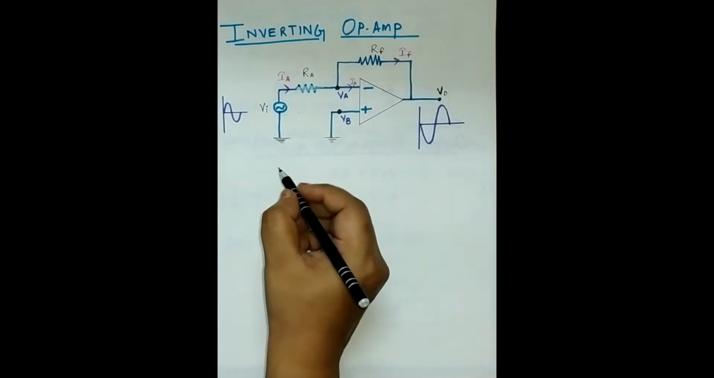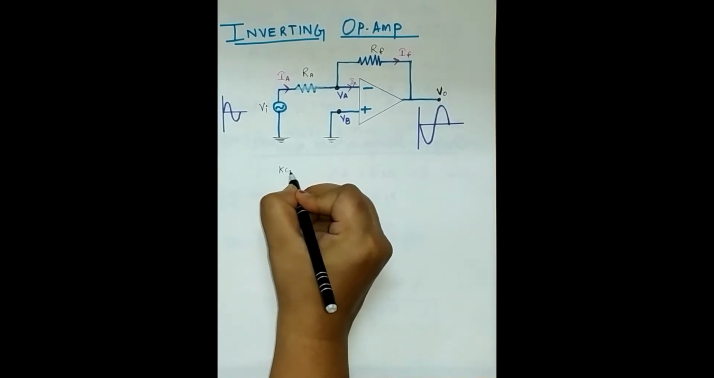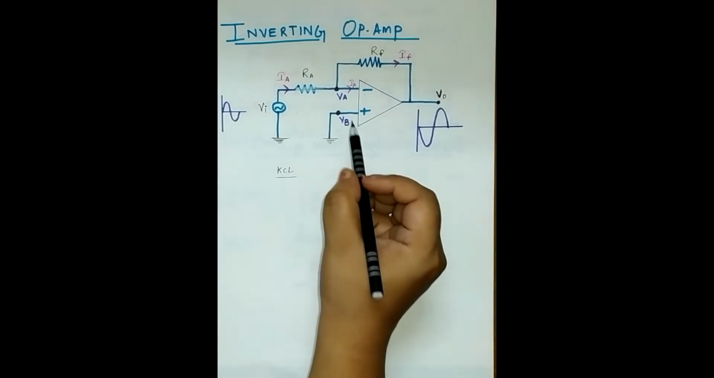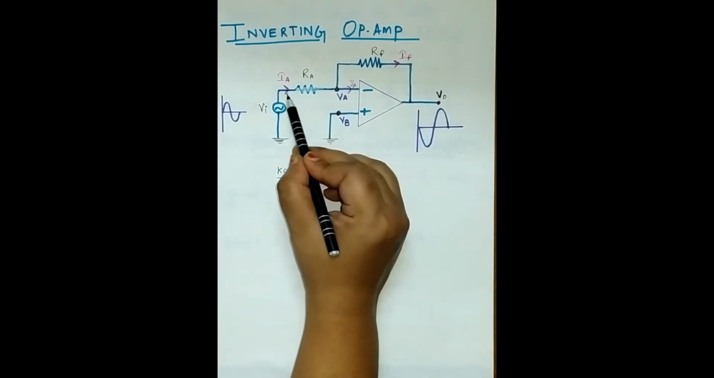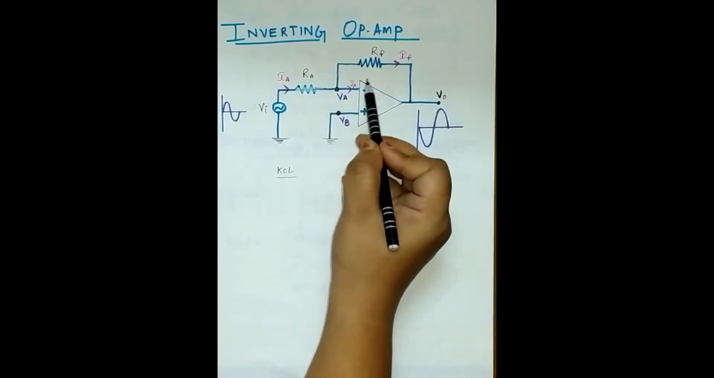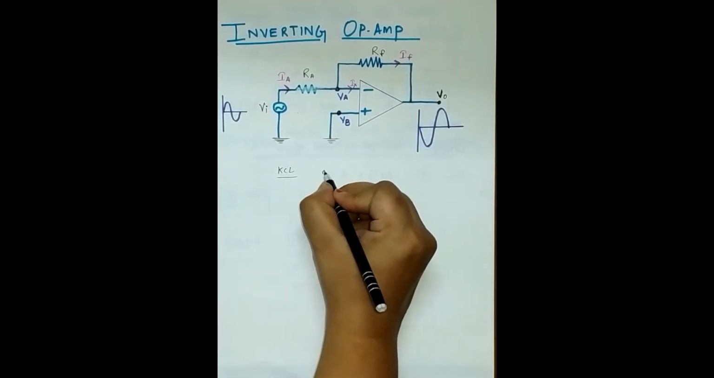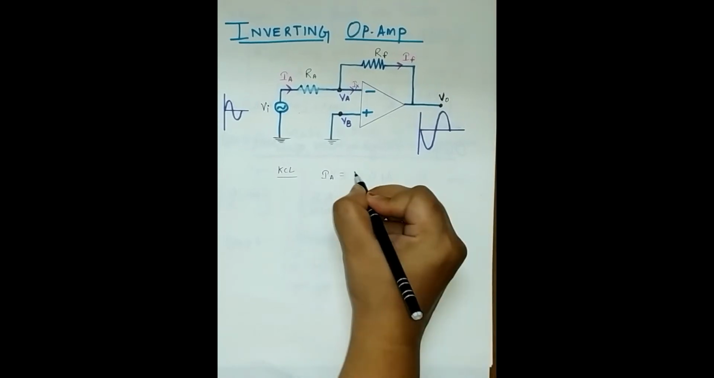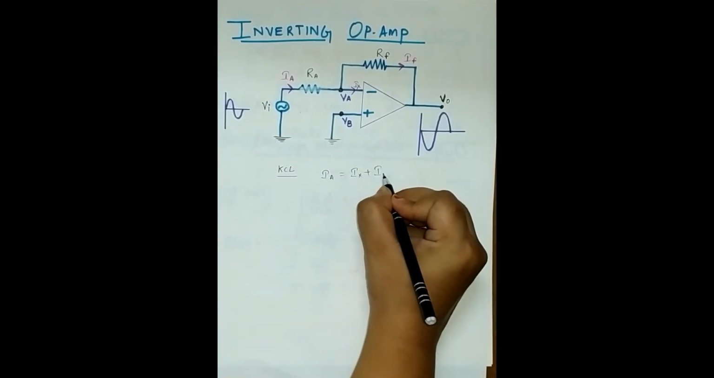So let us start with KCL. By applying KCL, from this point there is a division. So what is the current in this loop? It is IA. So IA equals IX plus IF. Let us write it down. IA equals IX plus IF.